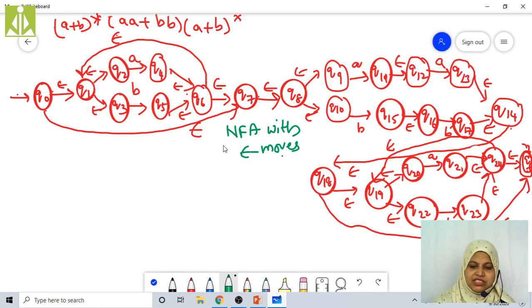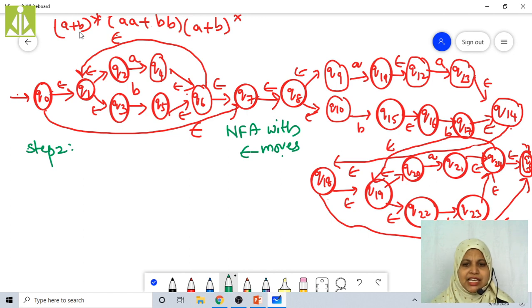This first step is completed. After the first step, what is my step 2? My step 2 is conversion of this NFA with epsilon moves to without epsilon moves. By seeing this, is it possible to find the epsilon closure for this NFA with epsilon moves? No, it is very difficult to find the epsilon closure for these 25 to 30 states. So directly by seeing this transition diagram, we can find the NFA without epsilon moves.